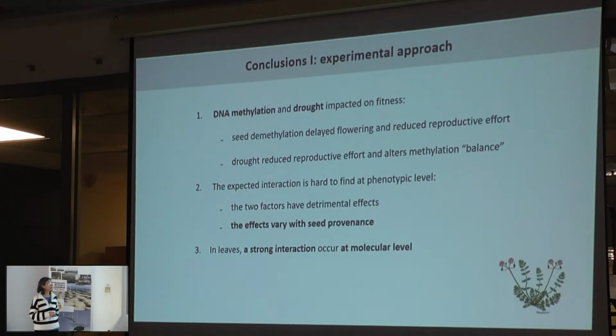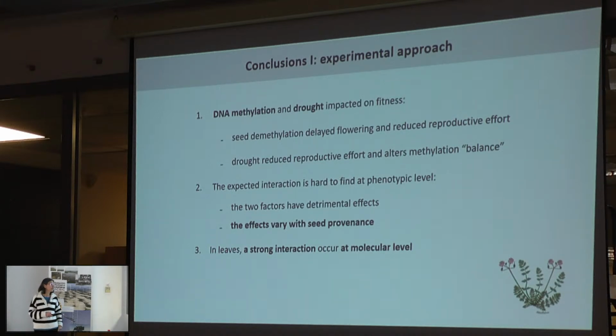So just to have conclusions, okay. From this first part, we will say that DNA methylation and drought have an impact on fitness. Seed demethylation delays flowering and reduces reproductive effort. Drought reduces reproductive effort and alters the balance of methylation within the plant. The expected interaction is hard to find at phenotypic level, mainly because the two factors have detrimental effects, and also because there was variability between the two provenances that we obtained. And this was also intriguing and related with the next part that I will do.